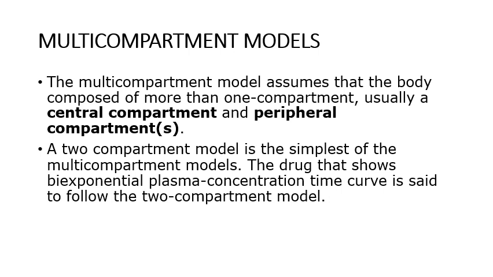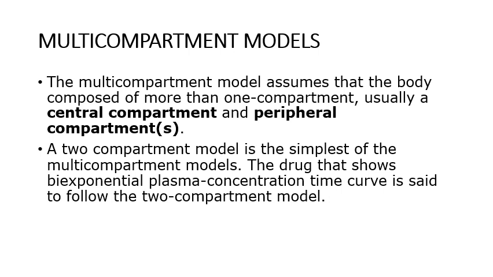Okay, so multi-compartment models. Through the previous slides, we have described the one compartment model, and also we considered the two compartment model for some drugs at which the distribution phase is very short, and for simplification we have justified the use of one compartment model for the calculation of plasma concentrations. The multi-compartment model assumes that the body is composed of more than one compartment, usually a central compartment and peripheral compartments. A two-compartment model is the simplest of the multi-compartment models.